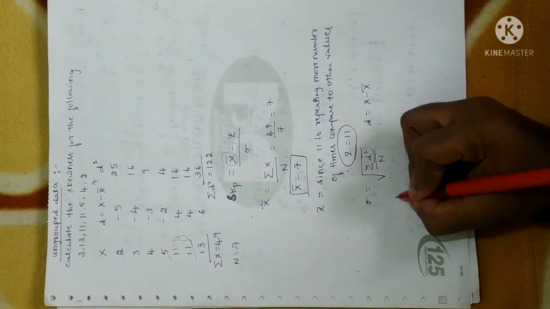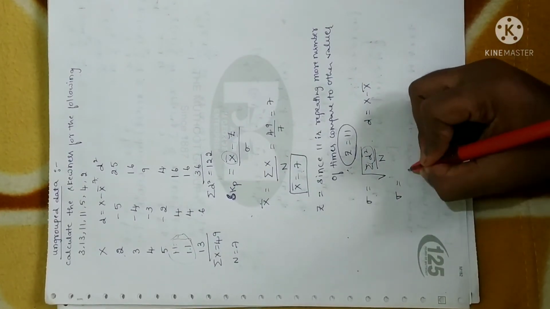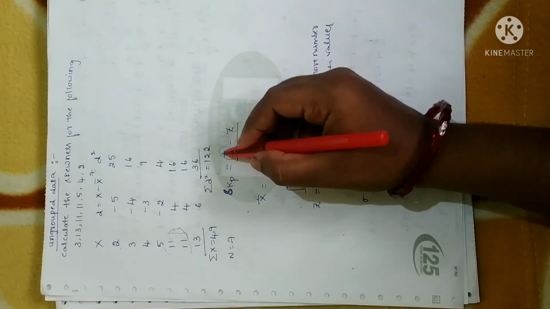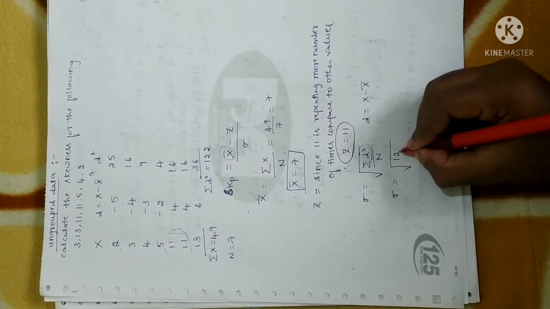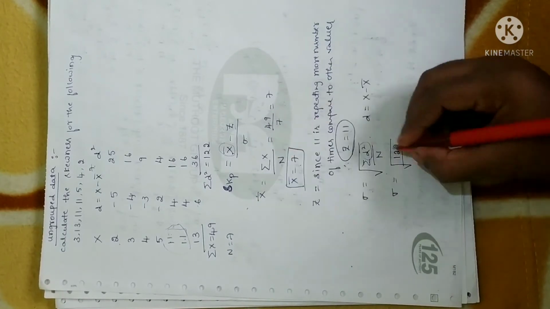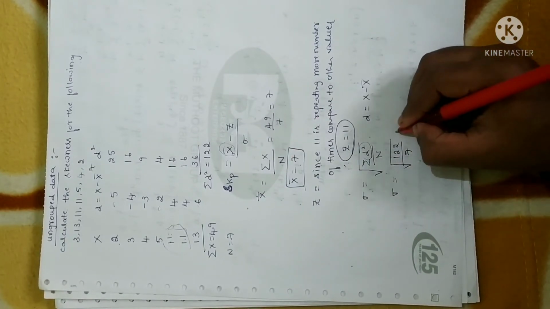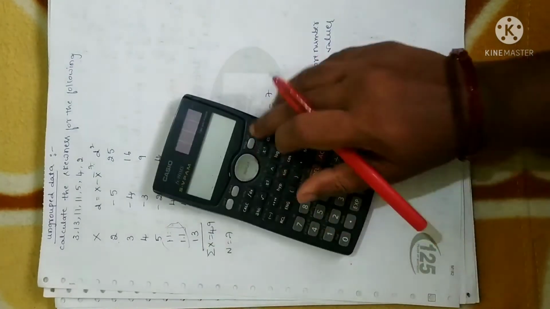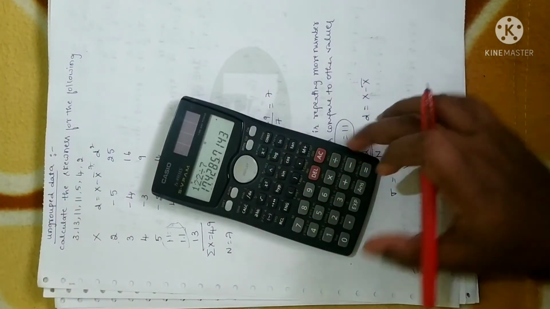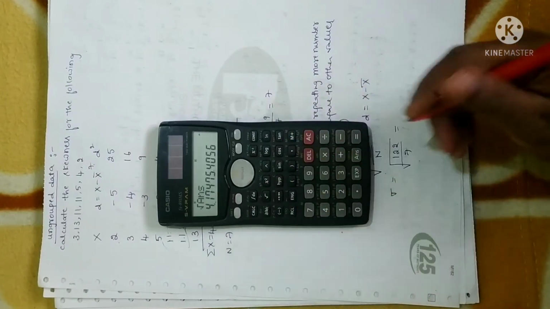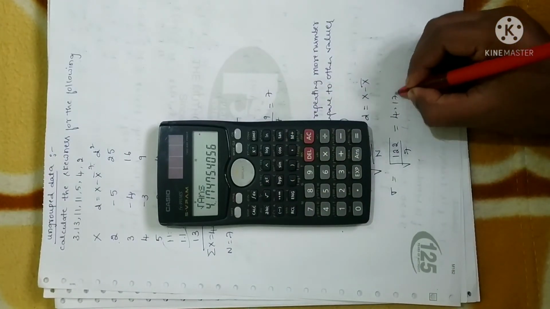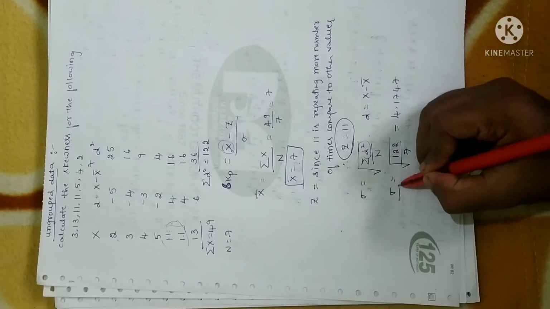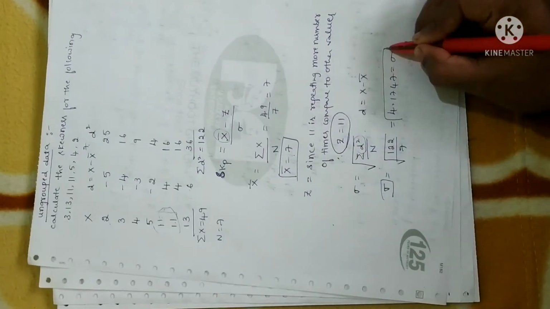Now let me calculate the standard deviation. It is given by sigma is equal to square root of summation of d square, whose value is 122, divided by n, whose value is 7. After simplification, use the calculator: 122 divided by 7, and the square root of that value will give you 4.1747. So standard deviation is also calculated, and the mean value is also obtained.